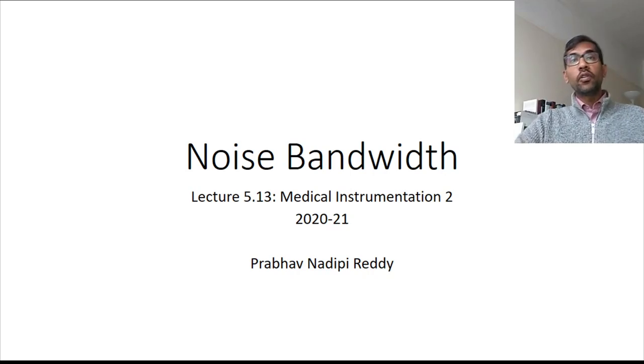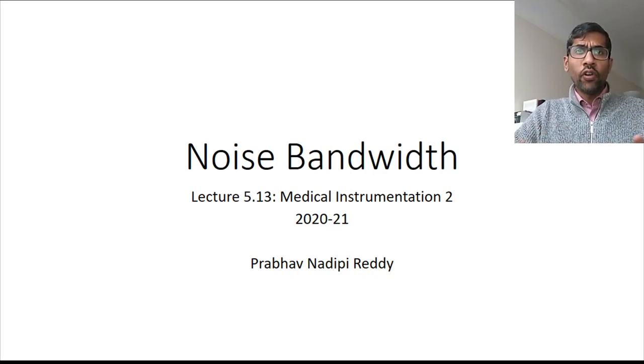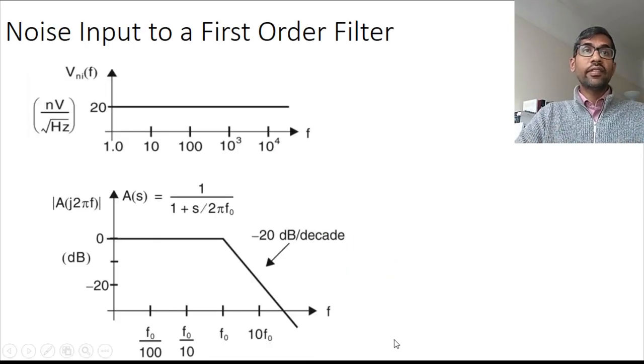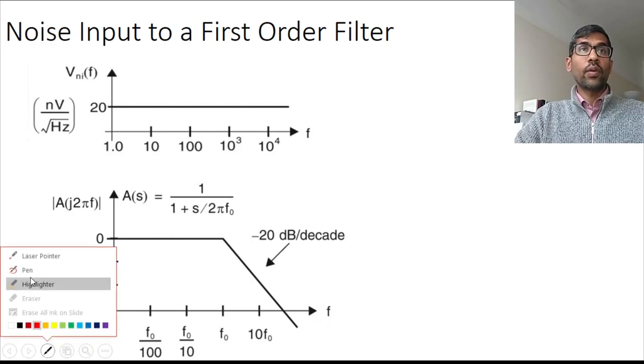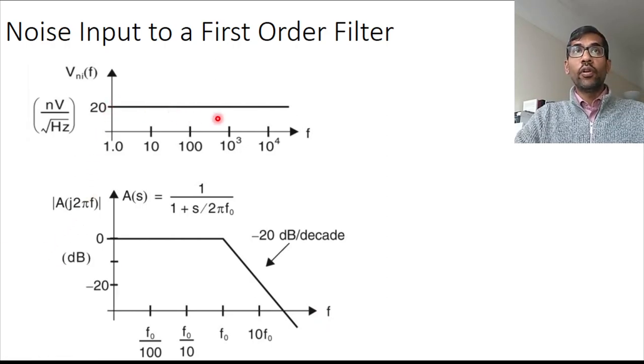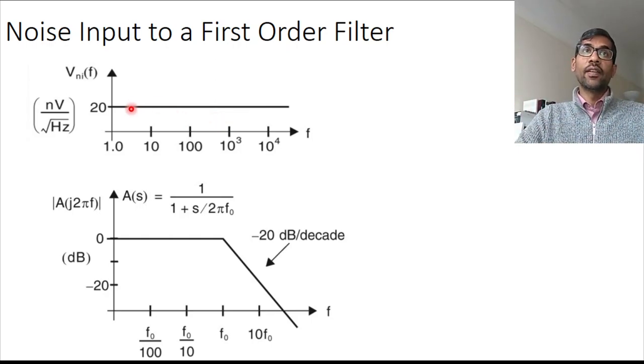In this video, I want to introduce something called the noise bandwidth to you. Okay, so let's imagine this scenario where you have noise, which is white noise. The spectral density is shown here, and this noise is put through a filter like this. This is basically a first order filter, and you put the noise through this filter, and then you measure the power of your noise.